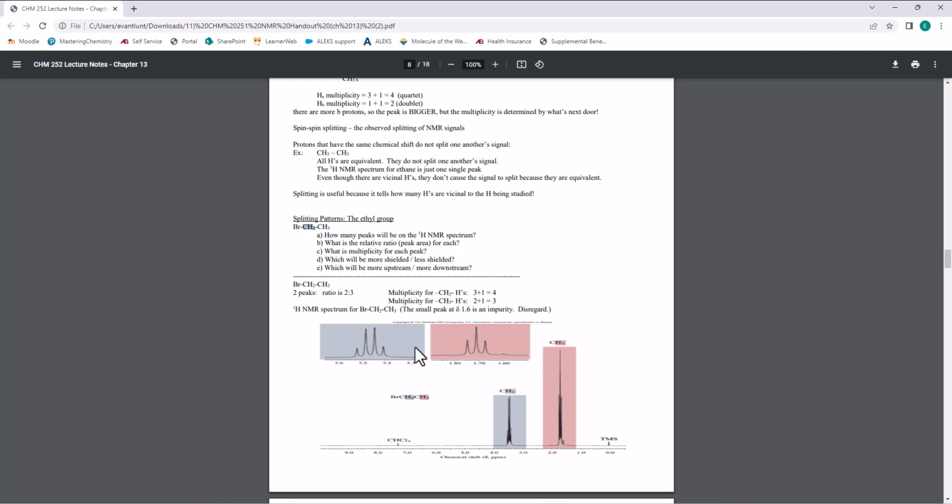Looking at the CH2, it should be downfield. It's near the Br, so it should be downshifted. It should have an integration of 2 because there's 2 hydrogens there. It's a CH2 next to 3 hydrogens, so 3 plus 1 is 4, so we should have a quartet at this downshifted CH2, which is what we see here.